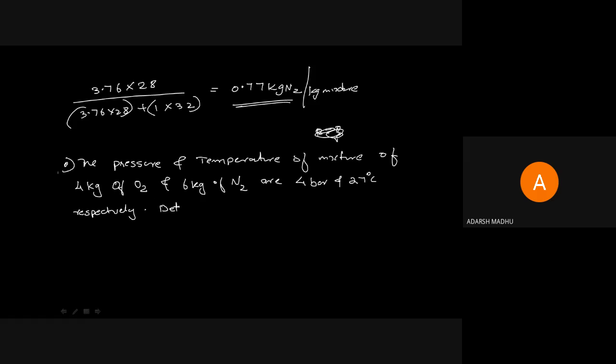Determine for the mixture. Here a gravimetric analysis is given, not volumetric. It means constant mass is given here: 4 kilogram of oxygen and 6 kilogram of nitrogen in a mixture. Its temperature is 27 degrees Celsius and pressure is 4 bar. Determine first, the mole fraction of each component.